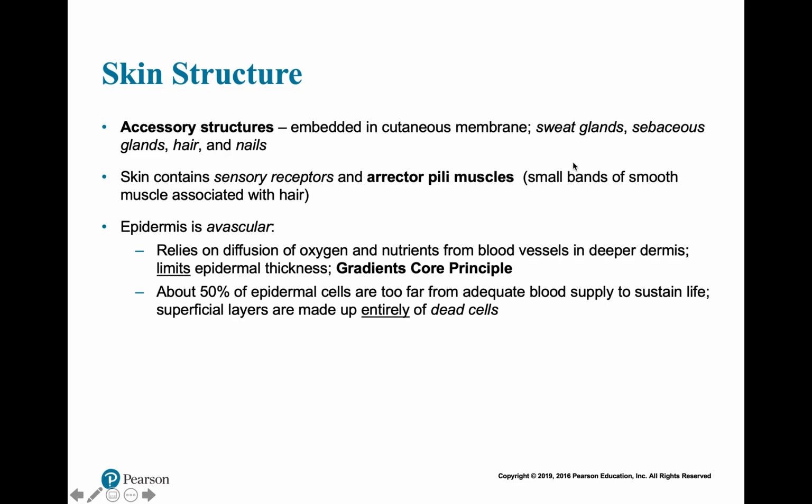Accessory structures are sweat glands, sebaceous glands, hair, nails, sensory receptors. So we'll find nervous tissue also embedded throughout the skin, and we'll even see little bands of smooth muscle called erector pili muscles. We'll talk about these later on as well. These are all accessory structures, and together these, along with the skin, make up the integumentary system.